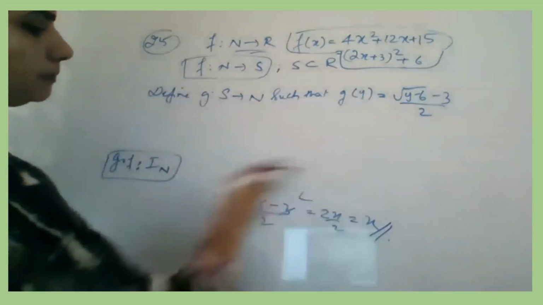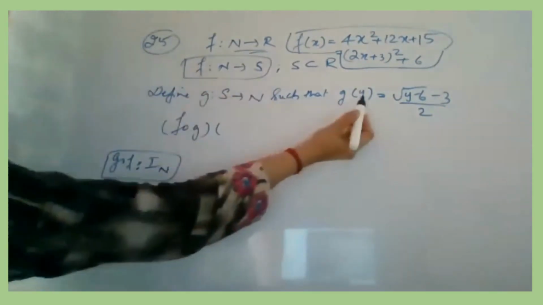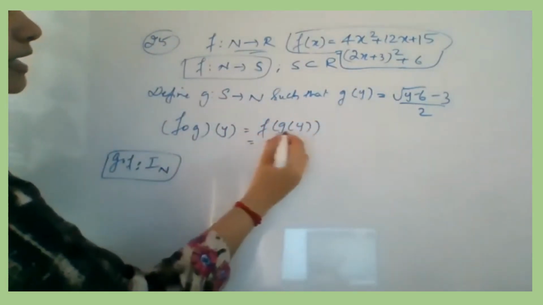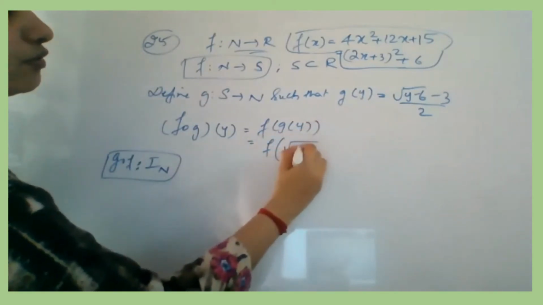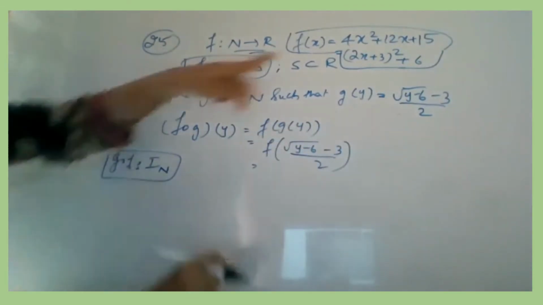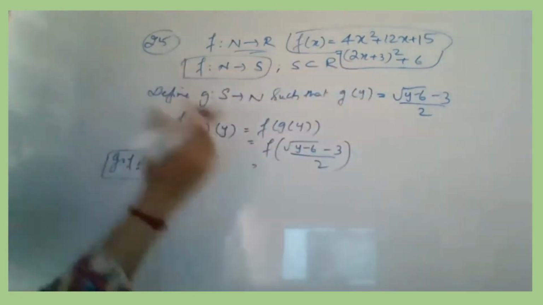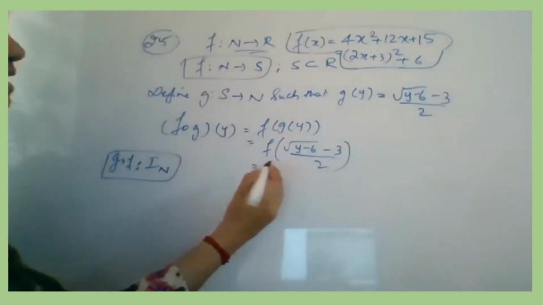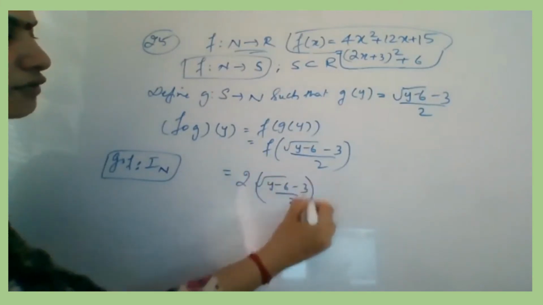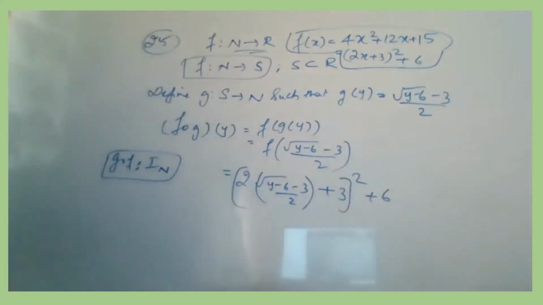Now f composition g. What will you take in f of? Here g of y is defined, so in f we put g of y. So f of g of y is what? Root of y minus 6 minus 3 by 2 is g of y. Now when I put it into f, I will replace the x with the whole thing. So first there is 2, then root of y minus 6 minus 3 by 2 instead of x, then plus 3, then the whole square, then plus 6. Right? It will come like this.